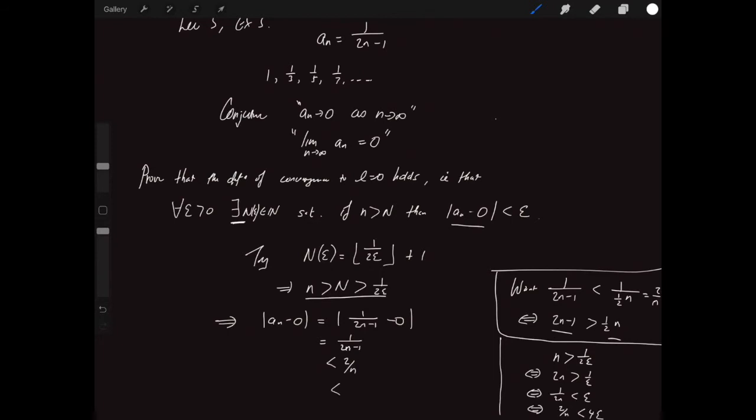Oh, okay. So what I've got here is a less than 4 epsilon, and I want a less than epsilon. So that's telling me that this guess wasn't quite good enough, because I'm out by a factor of 4 from what I want. But it's close. It's really close. So let's continue, but make a slightly different guess for capital N.